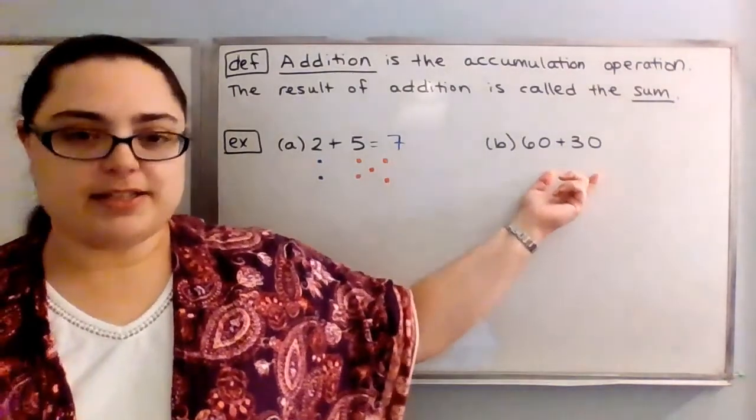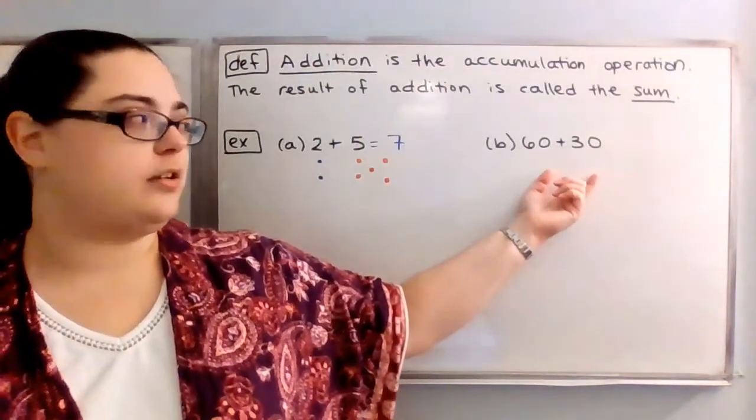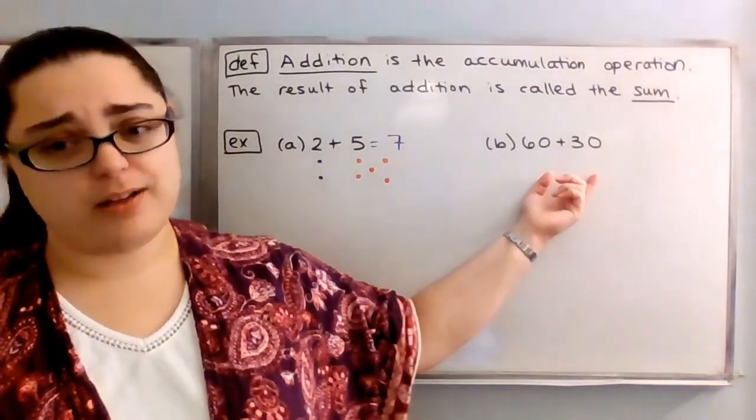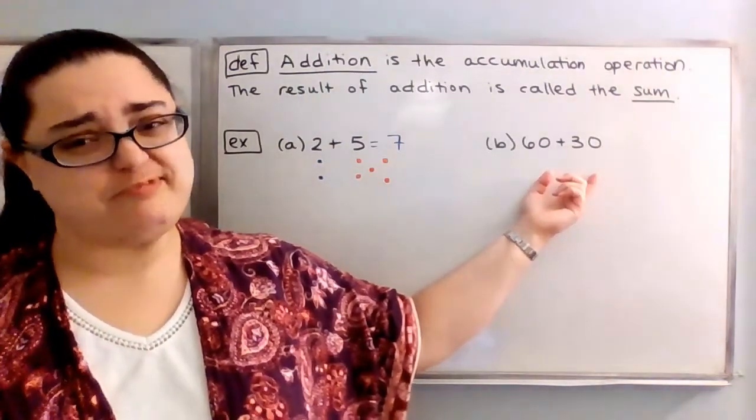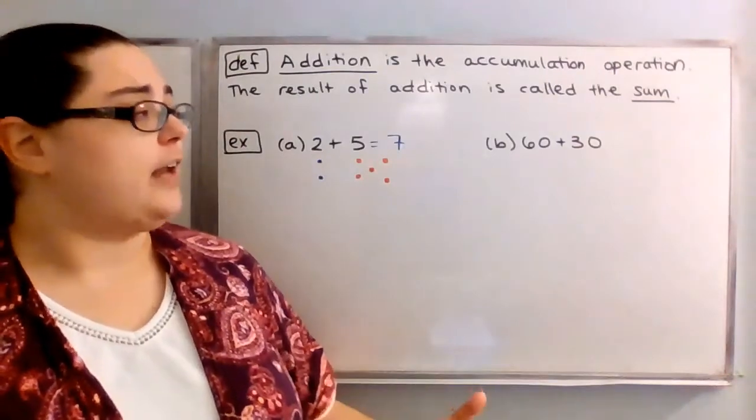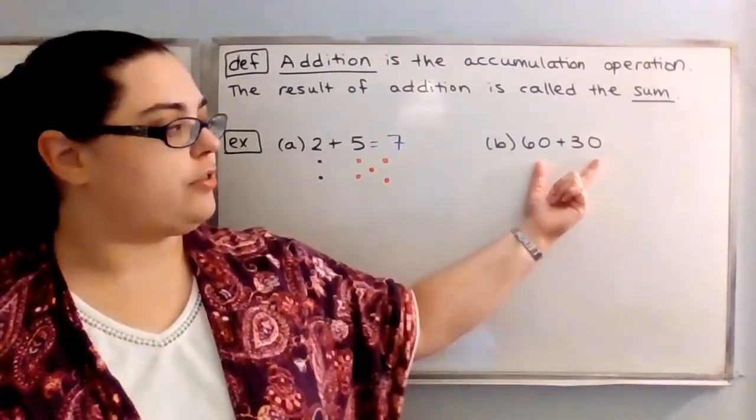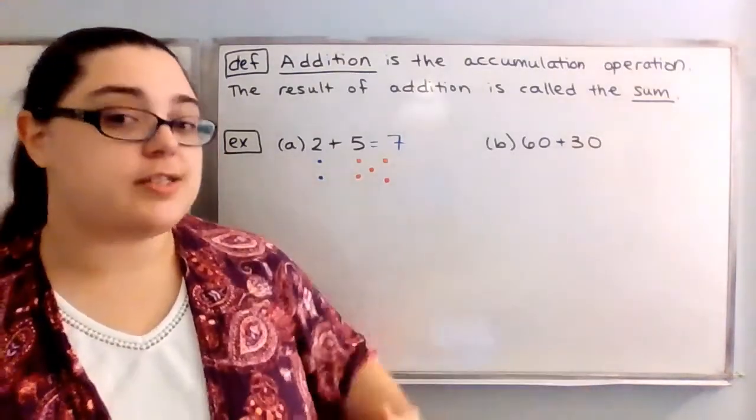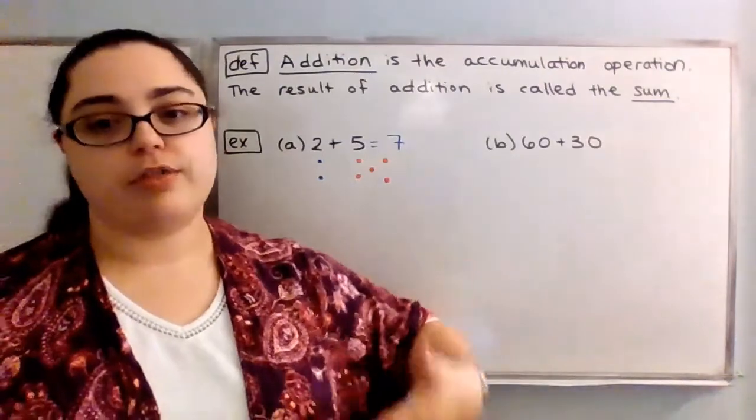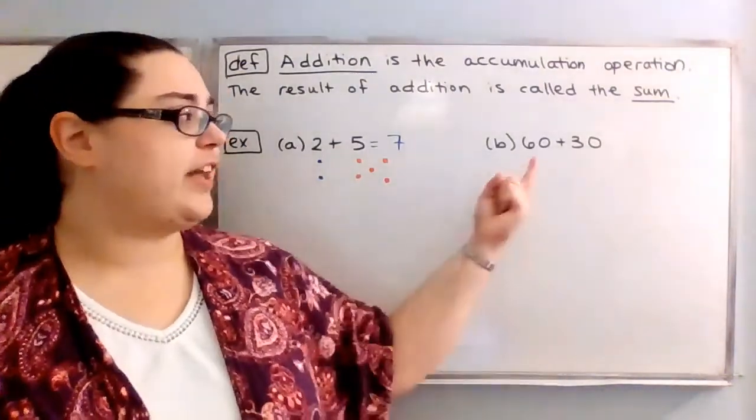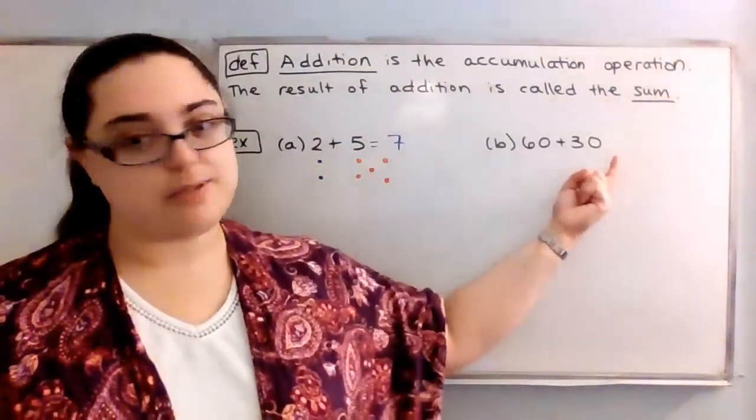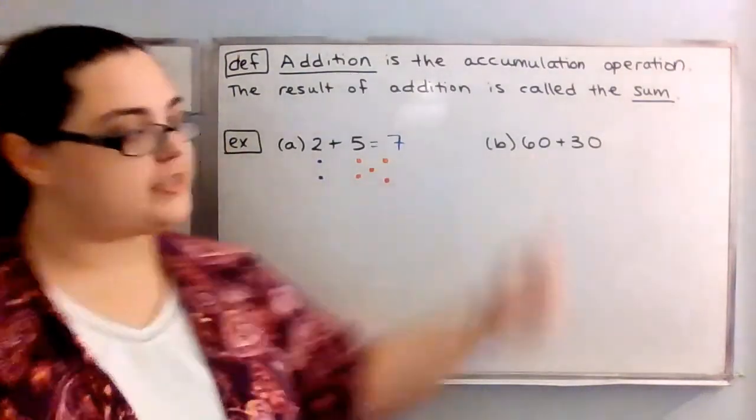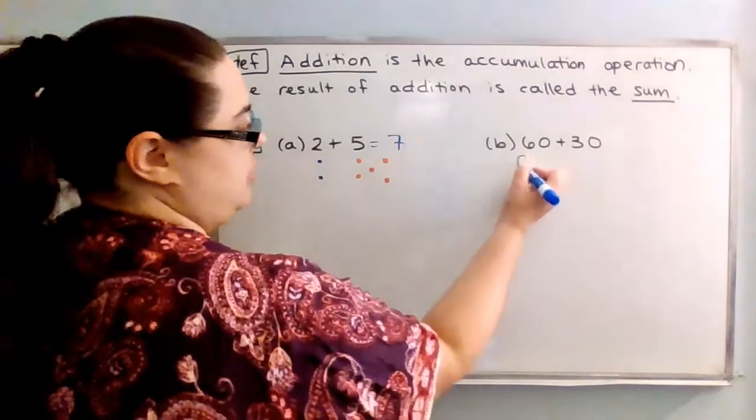Then we get to something like 60 plus 30, and you're like, I don't want to have to draw 60 dots and 30 dots. That's a lot of dots. Instead, notice that they both end in 0. We have 60 or 6 tens, and we have 30 or 3 tens. You could think of this as having 6 dimes and 3 dimes. I could draw 6 dimes to represent 60. My dimes are just going to look like circles.